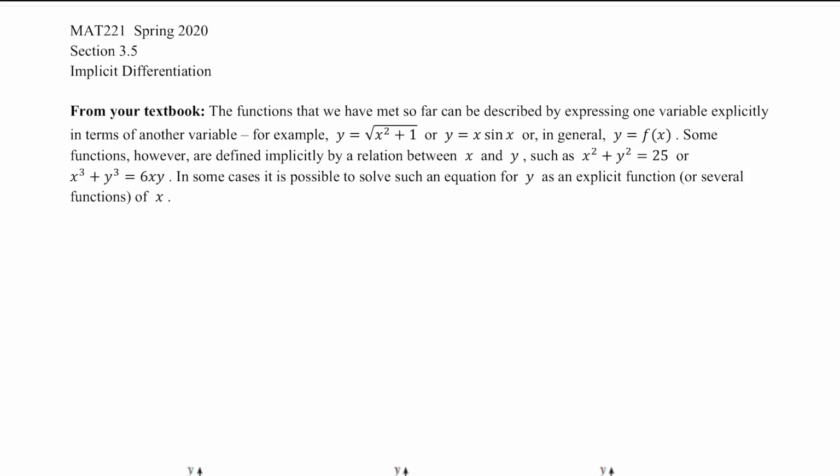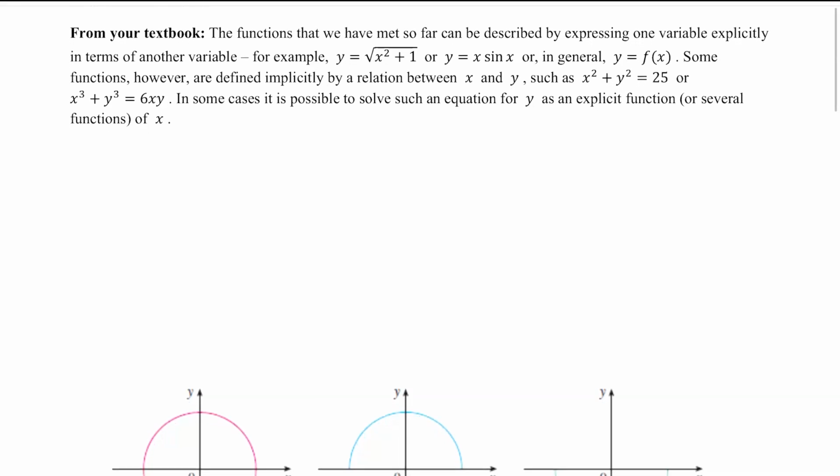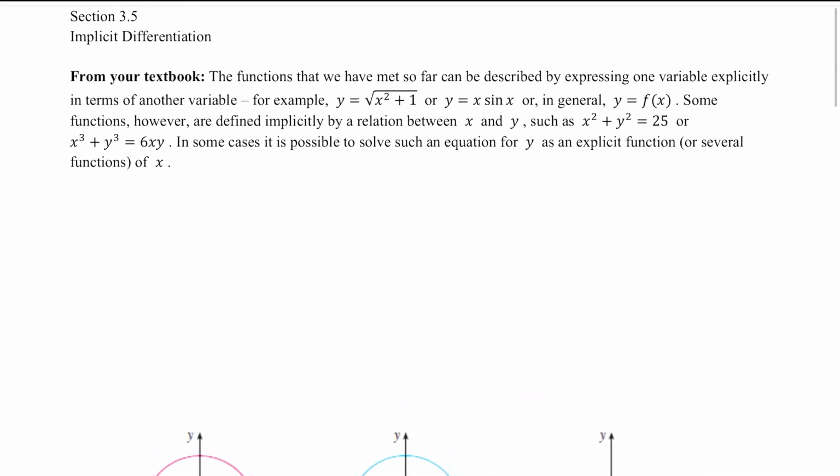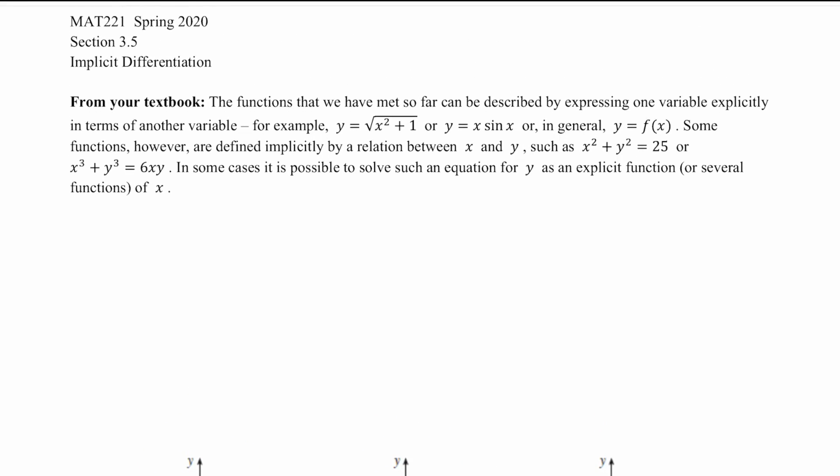In section 3.5, we learn another technique called implicit differentiation. This is a little bit different than the shortcut rules we've been learning so far, but once we understand this method, we can use it to figure out a few more shortcut rules. I've pasted some graphs from your textbook below, and we're going to use this to understand the difference between implicit and explicit functions.